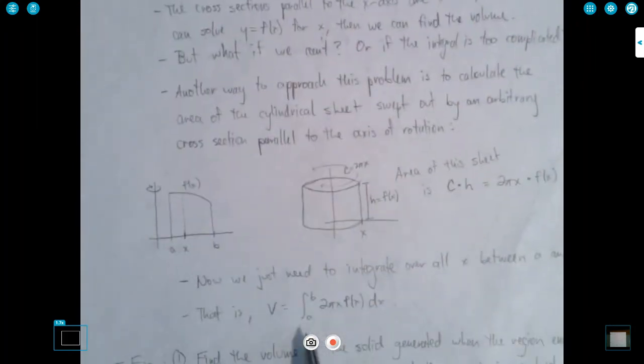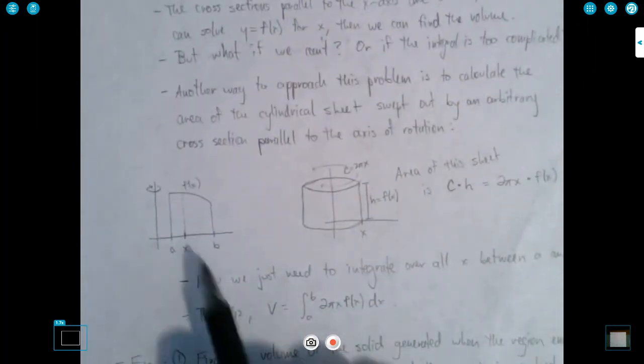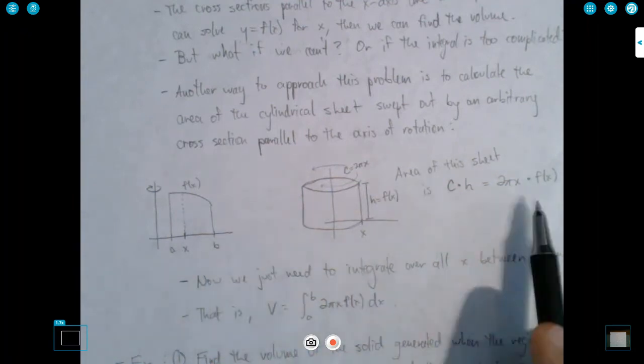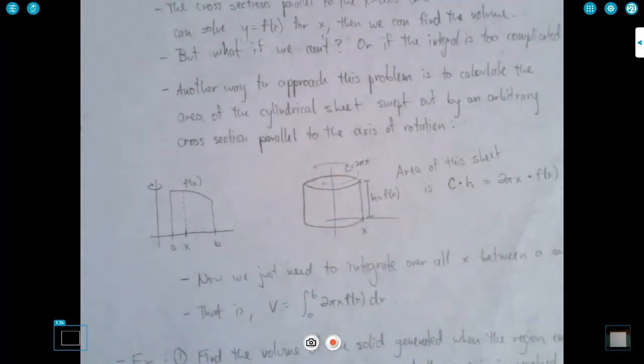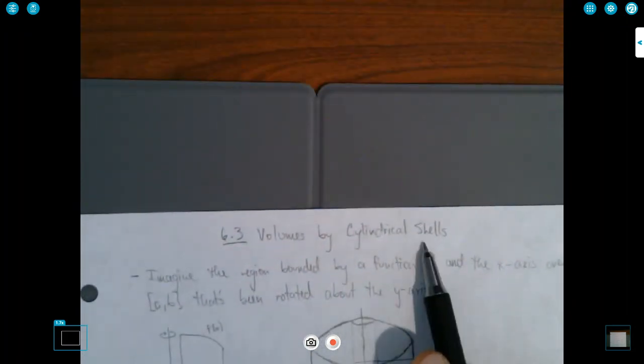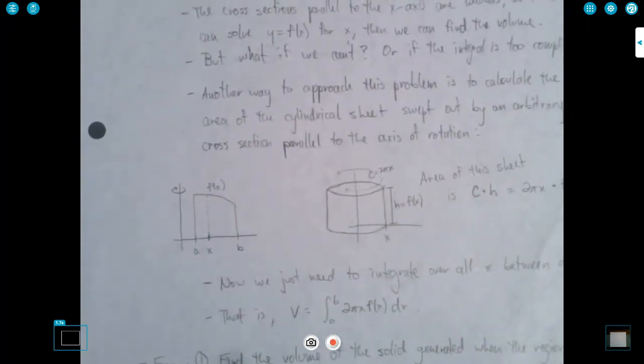And so that's what we do, right? We integrate from a to b, 2 pi x f of x dx. And so this is called the shells method. We call these things cylindrical shells. And so we can calculate volumes by cylindrical shells.